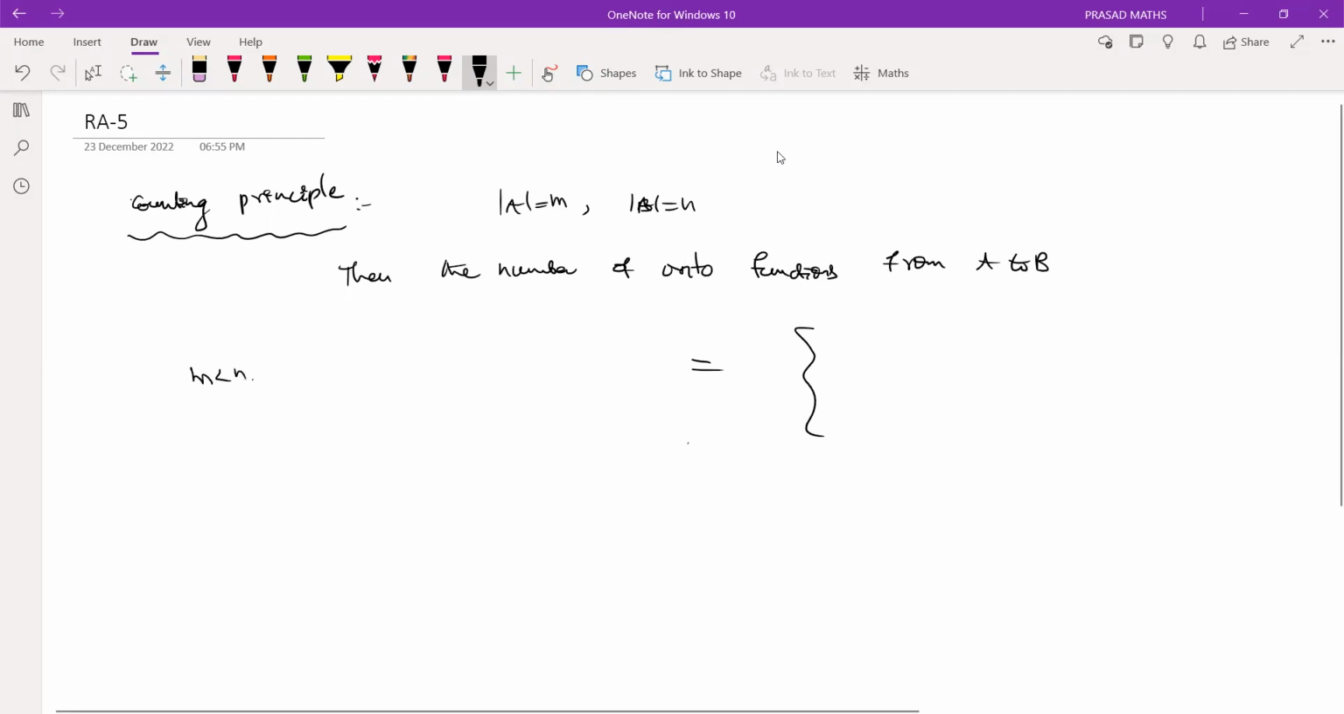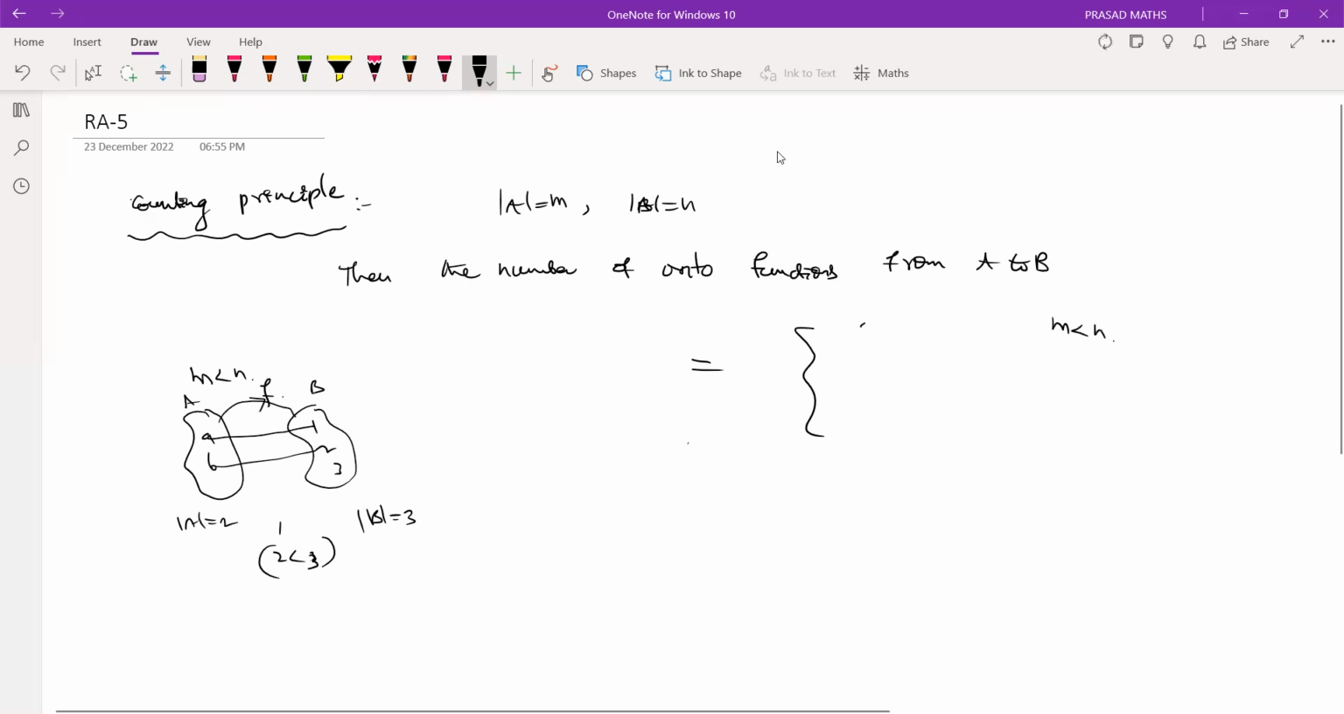If M is less than N, suppose you take this example. Suppose A and B, with B containing 1, 2, 3. So the cardinal of A is 2, the cardinal of B is 3, and 2 is less than 3. The question is, can you find an onto function? Not possibly. So whenever M is less than N, there are 0 onto functions.